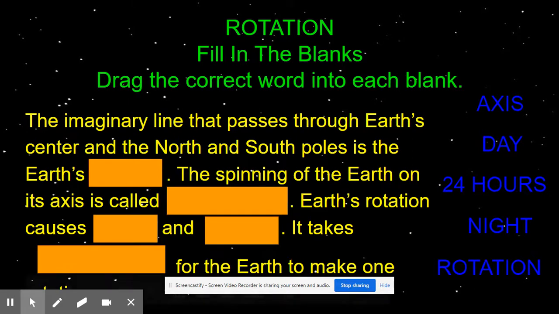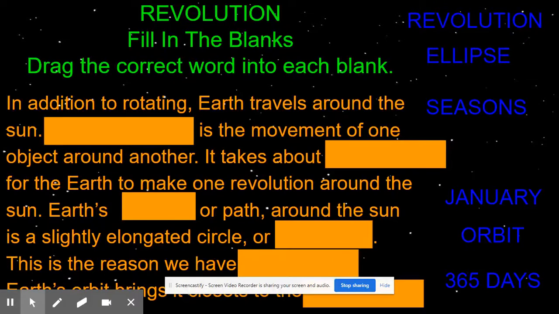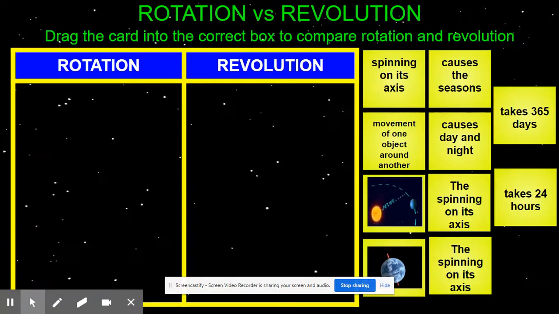Here's slide number 2, and you're just going to drag the words into the correct boxes. You can always refer back to those slides to help you with your answers. The second slide, same thing, and you're going to be looking at the concept of revolution and putting the words in the correct boxes. And then finally, on the last slide for today, you're going to compare and contrast rotation and revolution by dragging the boxes into the correct section.